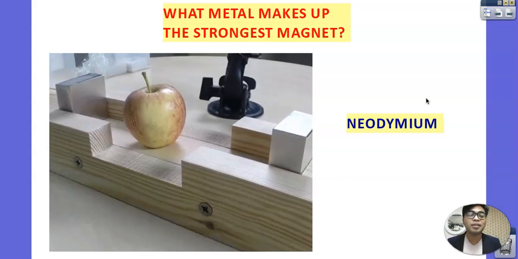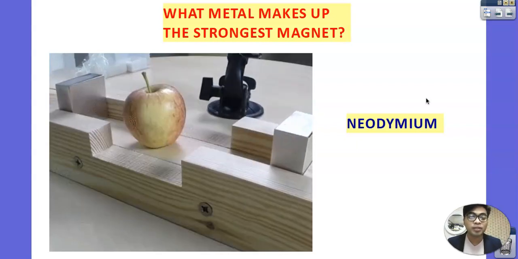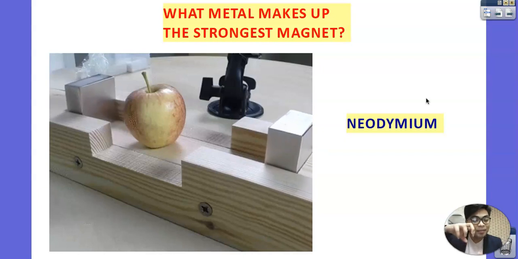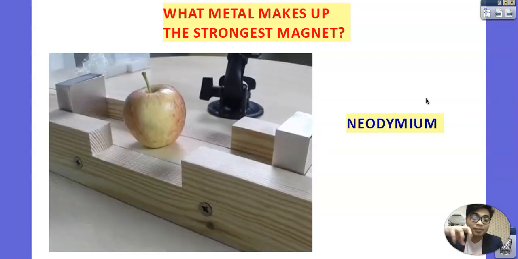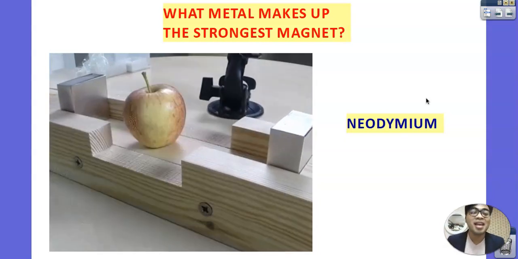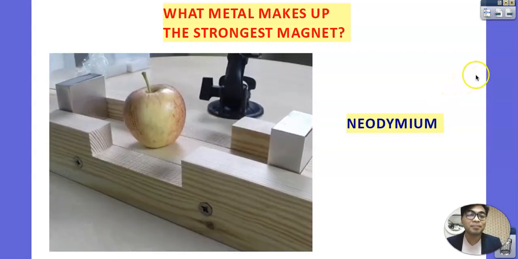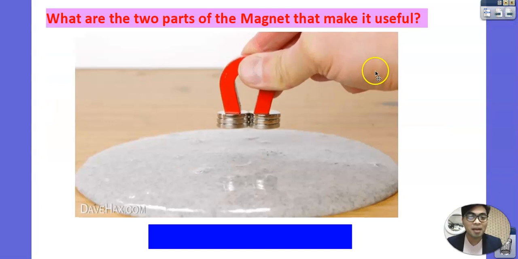And this neodymium is the one which is used to lift cars, and I think that you have seen that on movies when you want to dispose of your car and there's a big circular thing that attracts your metal, because your car is made up of metals and iron, so it lifts up. So those are actually made up of neodymium, and neodymium is a metal which makes up the strongest known magnet.